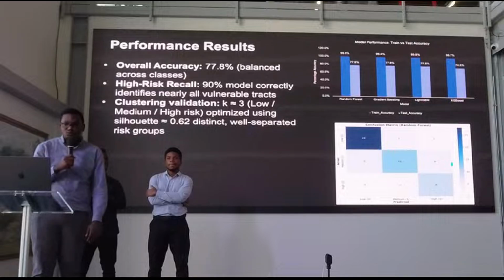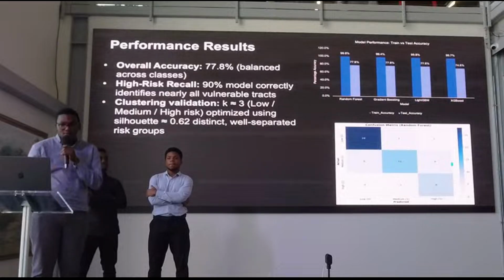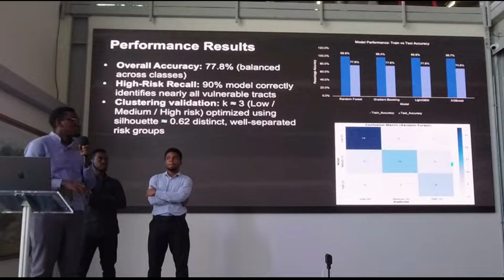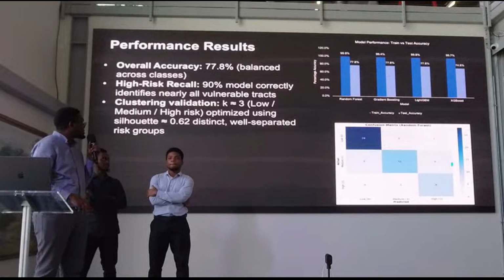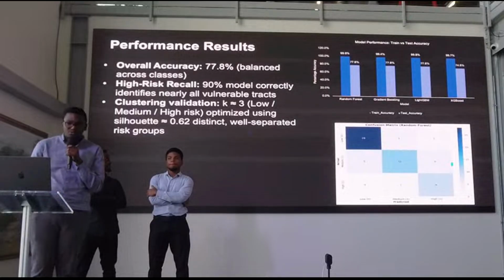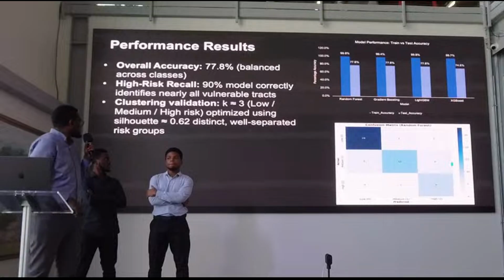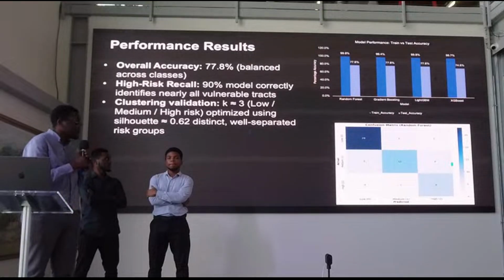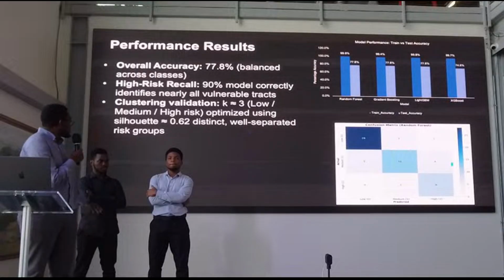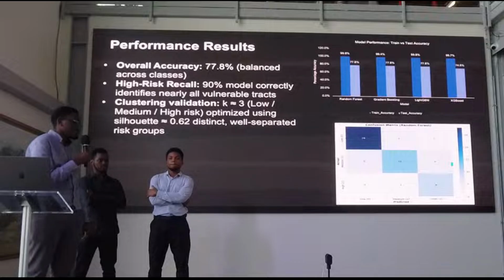The ability to correctly identify high-risk areas is 90%. So the model overall can perform at 78% and 90% on identifying all the vulnerable tracts. So also the clustering, we used 4 features to create those 3 clustering groups. The clustering silhouette score was 0.62.